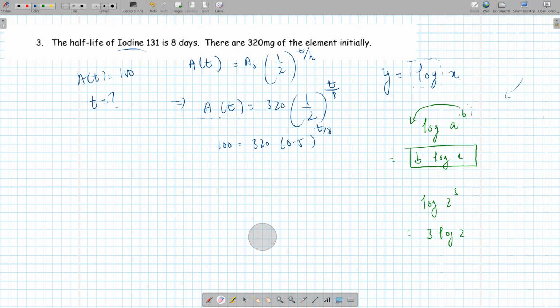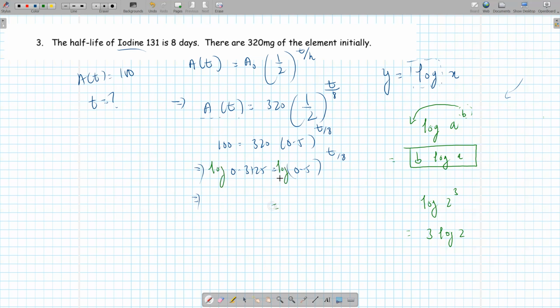So now the question is, how do we solve this exponential equation? What do you think? What's the first step? Divide both sides by 320. 100 divided by 320 gives me 0.3125 equals 0.5 to the power of t over 8. Now, we can't write 0.3125 as 0.5 to the power of something. So what do we do in this case? We take logs on both sides.